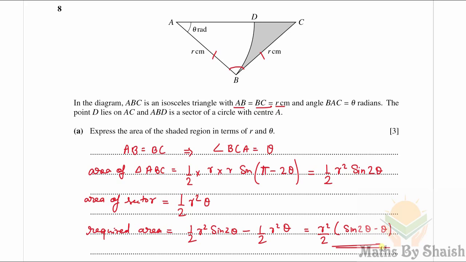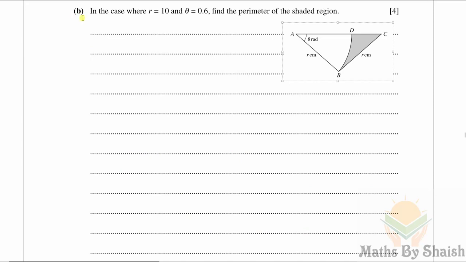Let's do the second part. Here's the B part of 8. In the case where r is equal to 10 and theta is equal to 0.6, find the perimeter of the shaded region. So we are going to find the perimeter of the shaded region, and I have already copied the diagram here. So we need to find this length, because this length is already given, r, and we need to find the arc length for the perimeter.